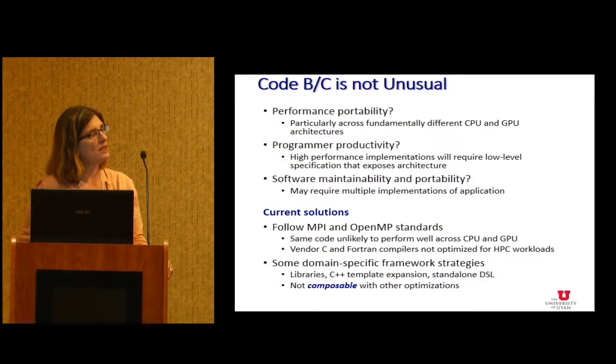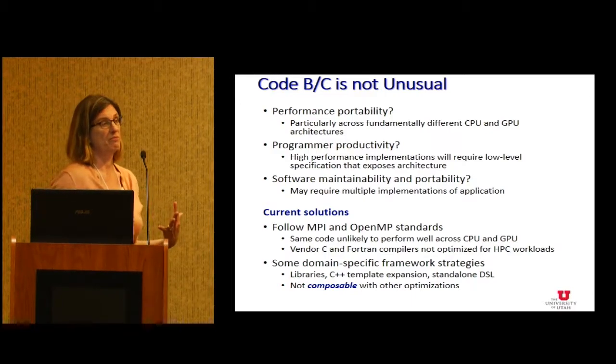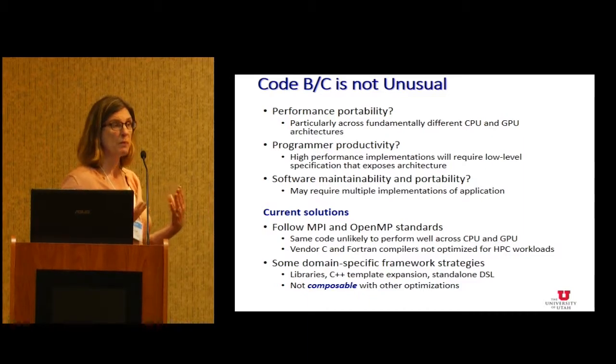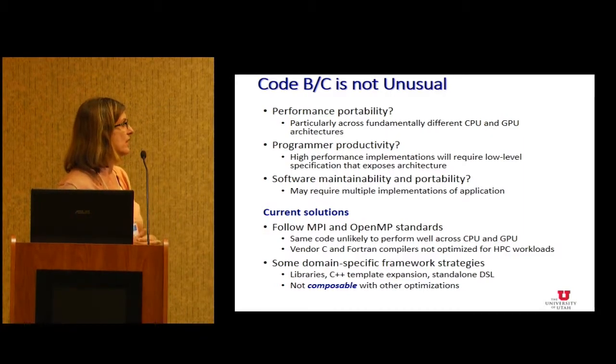So the current solutions to how people are dealing with the architectural diversity that we're seeing, that people have been talking about here, that you even see on Blue Waters, is to follow the standards. One of the things that's been happening recently is that OpenMP is broadening. OpenMP4 is broadened in a bunch of ways to be able to, for example, talk about accelerators. And so you can follow these standards, and some people believe that the code will work on either architecture. Well, it may work, but it's unlikely to be high performance on multiple very different architectures.